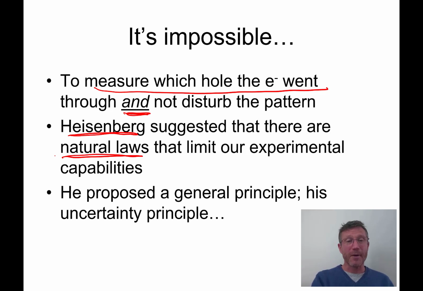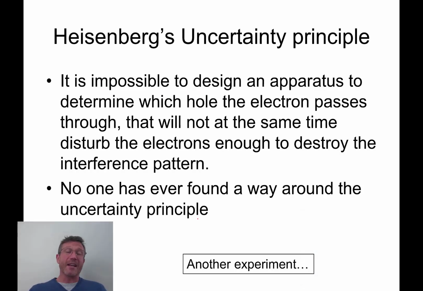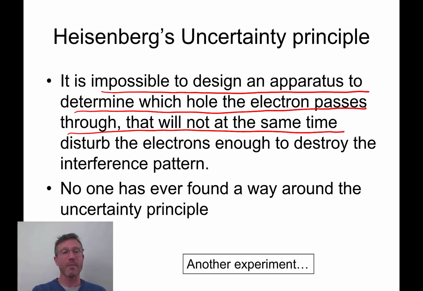Heisenberg basically proposed a general principle. It's called the Heisenberg uncertainty principle. We'll talk about that in the class. That uncertainty principle is that it's impossible to design an apparatus to determine which hole the electron passes through that will not at the same time disturb the electrons enough to destroy the interference pattern.